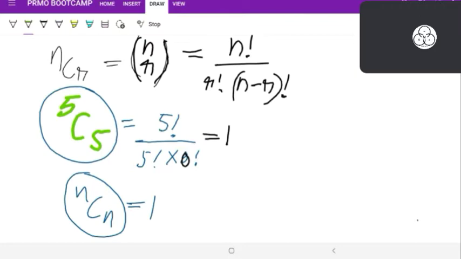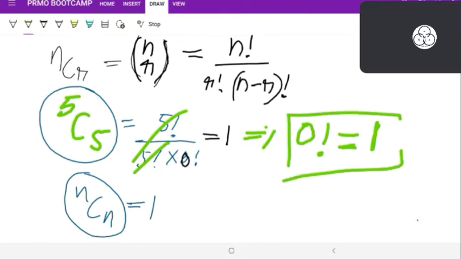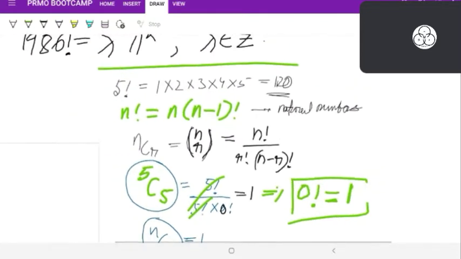Now simply 5 factorial and 5 factorial are cancelled, which implies that 0 factorial equals 1. This was only one such proof of 0 factorial equals 1. A lot of other ways are there to prove it, 3-4 ways. But basically factorial is defined for natural numbers. Even for negative numbers this is not defined. Only 0 factorial is a special case where 0 factorial equals 1. So these are few properties of n factorial.